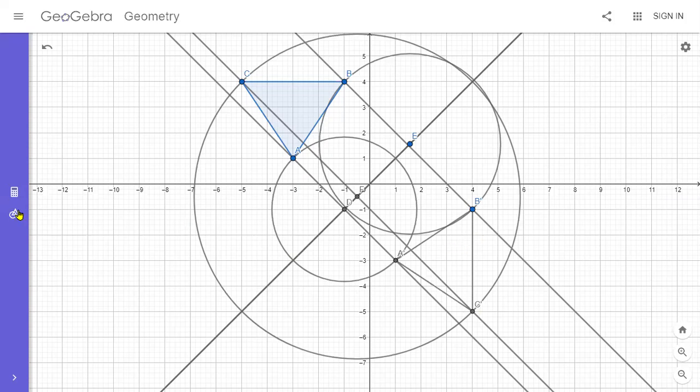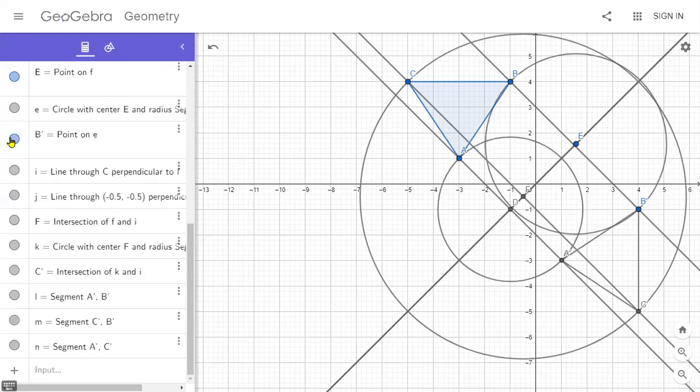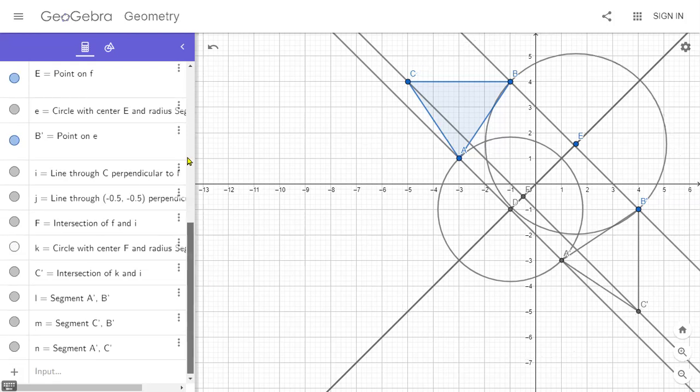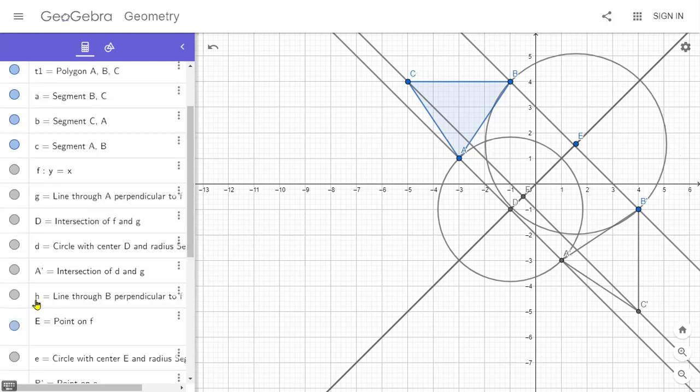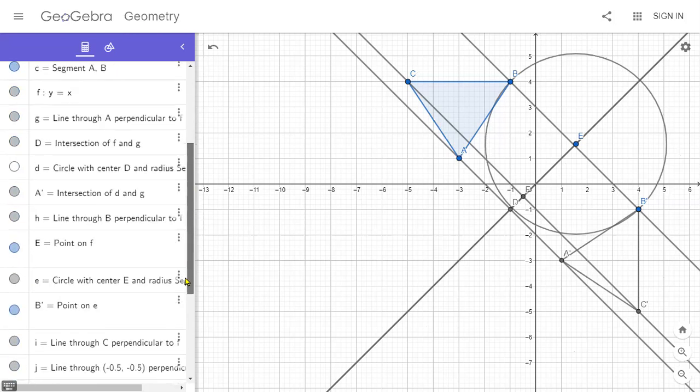Finally, let me hide these unnecessary drawings. Here the unnecessary drawings are circles. We can hide this circle. Let me hide this circle, and let me hide these circles. Just hiding these circles.